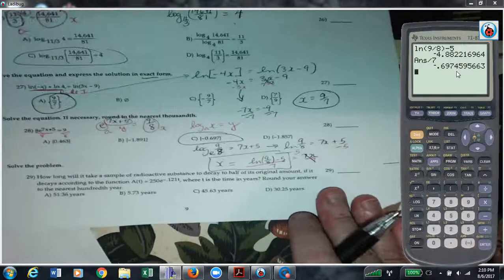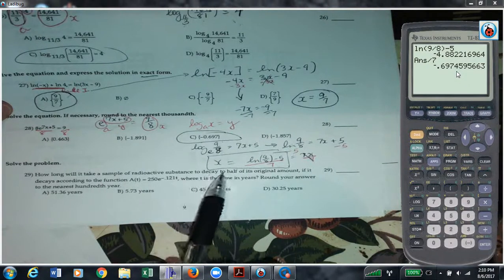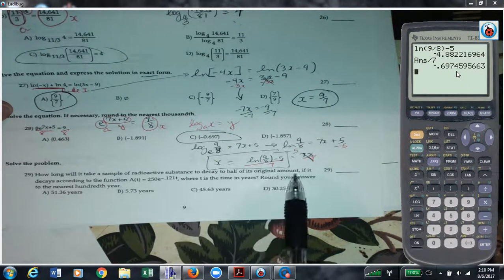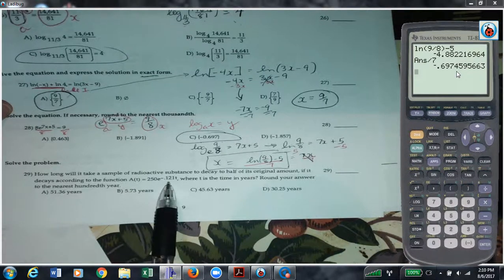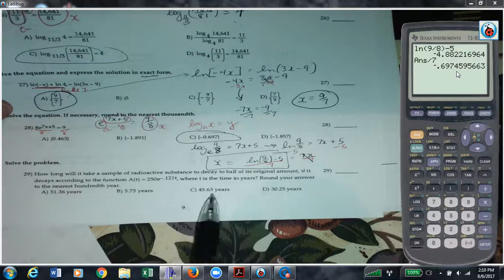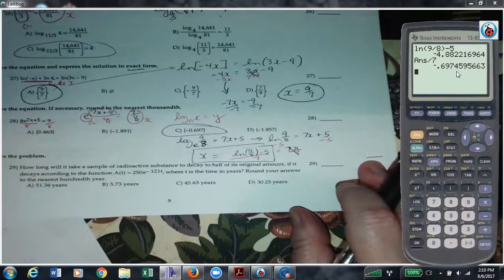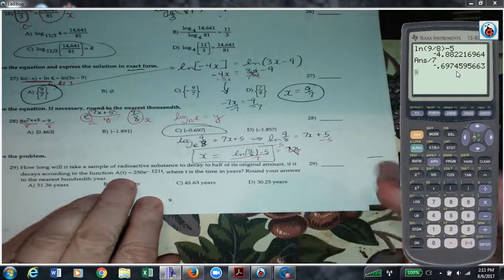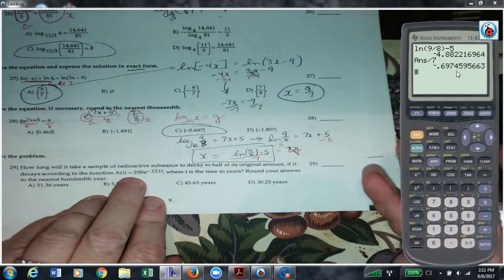Okay, number 29. How long will it take a sample of radioactive substance to decay to half of its original amount if it decays according to this function, where t is the time in years? Okay. So, how much did we start with?